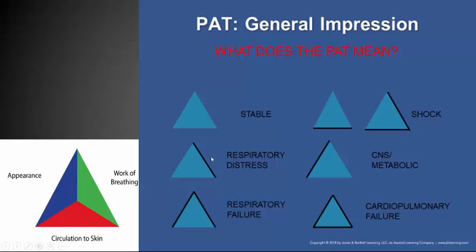Respiratory distress, you're going to see an increased work of breathing. Respiratory failure will be, their appearance will be affected as well as work of breathing. Shock, circulation initially, or depending on what type of shock it is, followed by work of breathing. Central nervous system or metabolic issues, their appearance is going to be different. And then, of course, cardiopulmonary failure, all three legs of the assessment triangle are going to be affected.